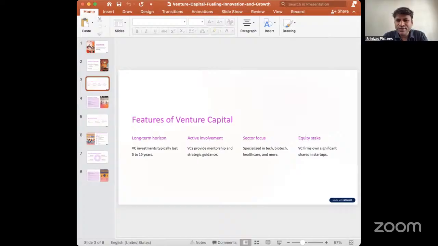So the first one is high degree of risk. In the meaning itself I explained it. Venture capital involves very high risk because we are going to invest in startups and innovation projects. If the project fails, we also lose our capital. That is the reason it is a high risk project. The second one is equity participation.